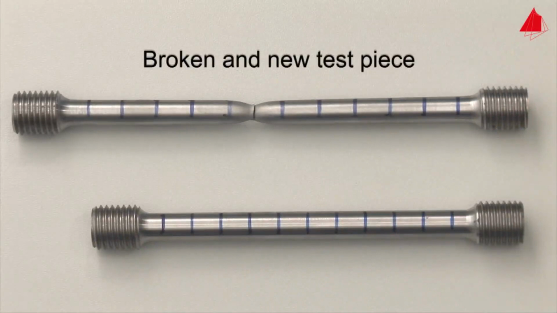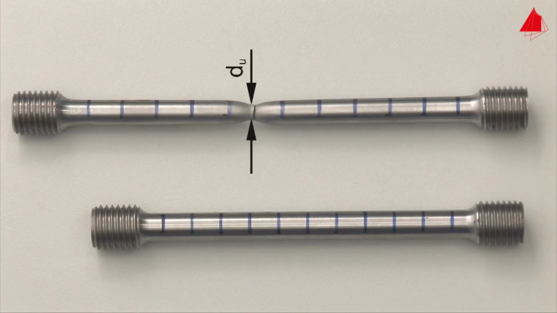Please note that the percentage elongation after fracture depends on the length to diameter ratio. By measuring the smallest diameter at the point of fracture, the percentage reduction of area can be calculated. It describes the reduction of cross-sectional area at the point of fracture in relation to the original cross-sectional area.